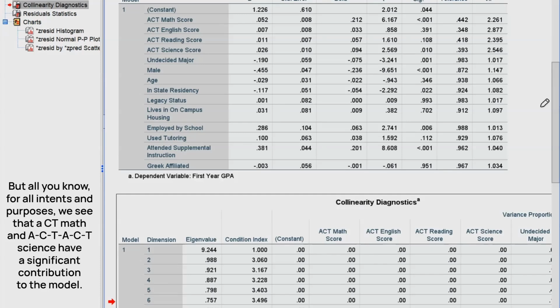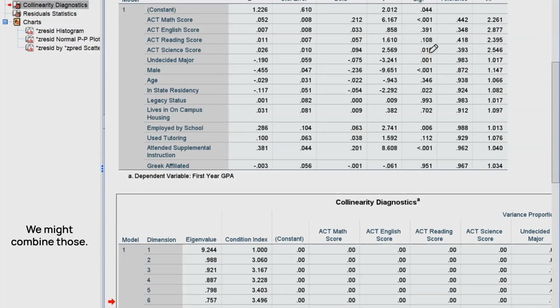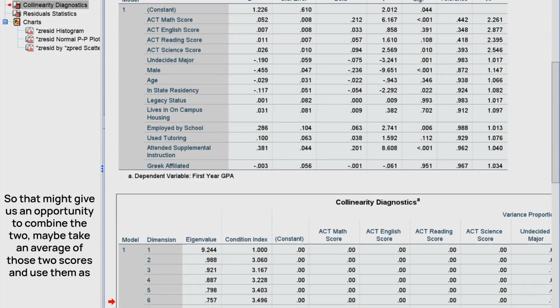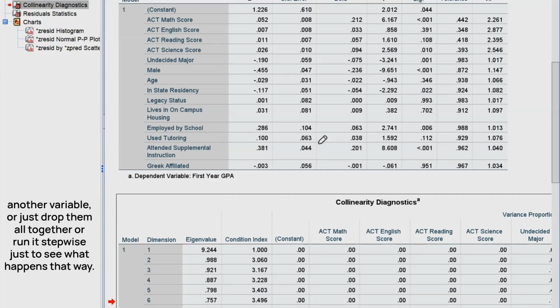But for all intents and purposes, we see that ACT math and ACT science have a significant contribution to the model. So we might remove English or reading. We might combine those. We saw that they have a high collinearity diagnostic down here in dimension 13. So that might give us an opportunity to combine the two, maybe take an average of those two scores and use them as another variable, or just drop them altogether or run it stepwise just to see what happens that way.